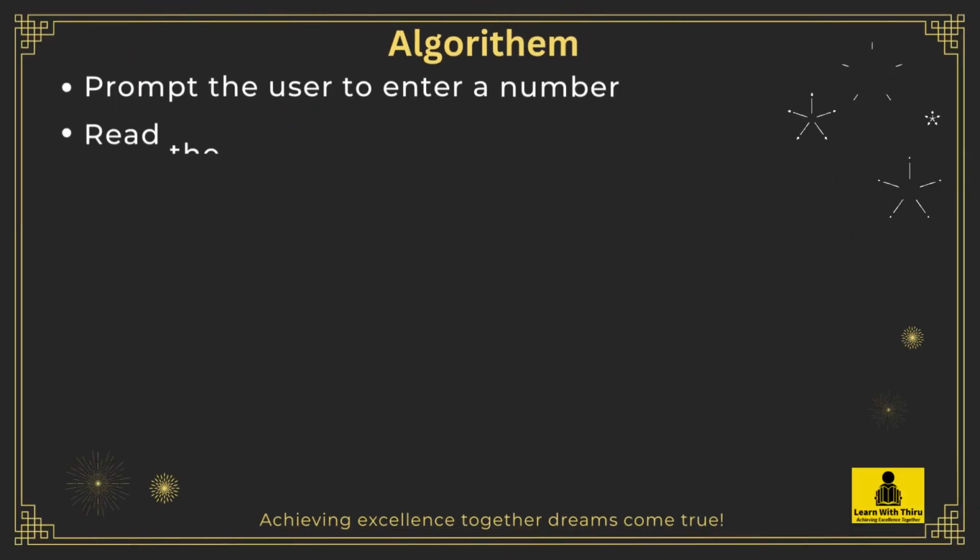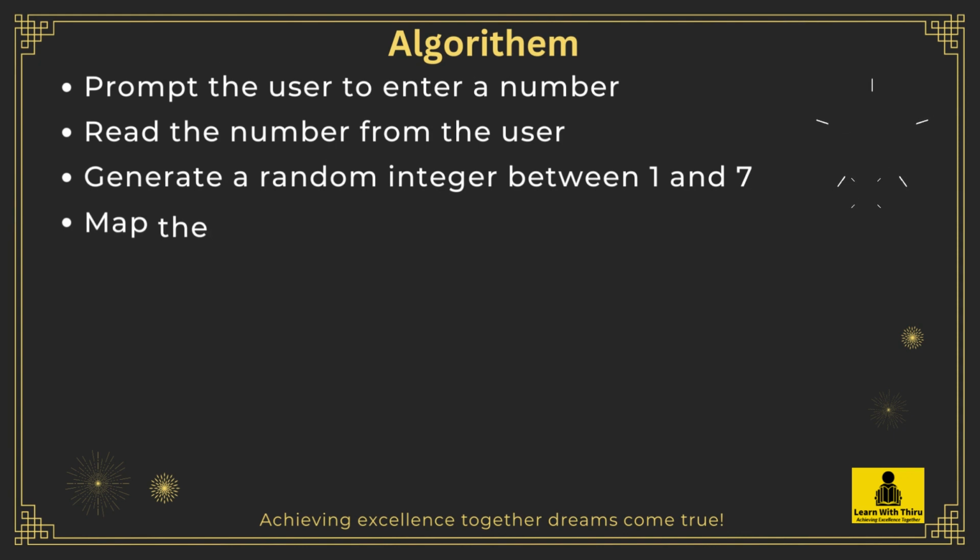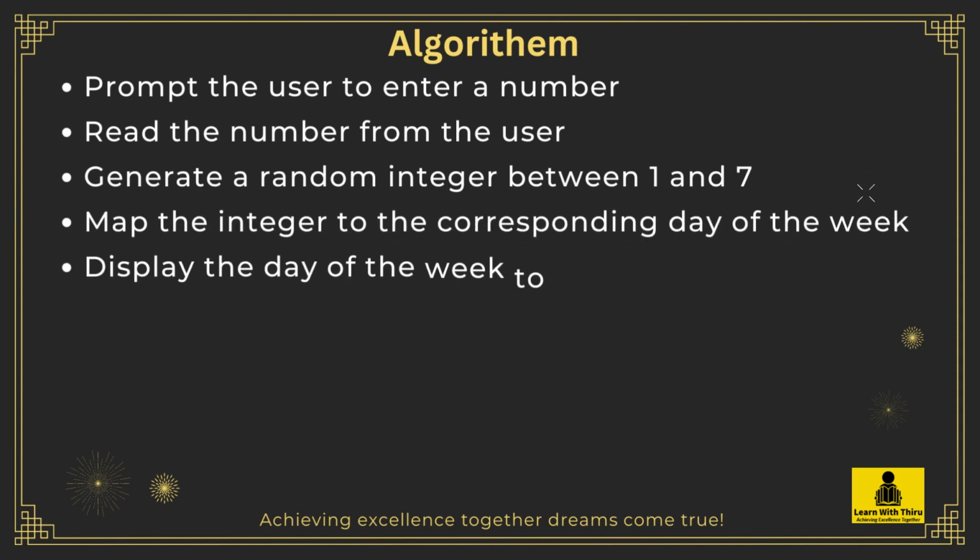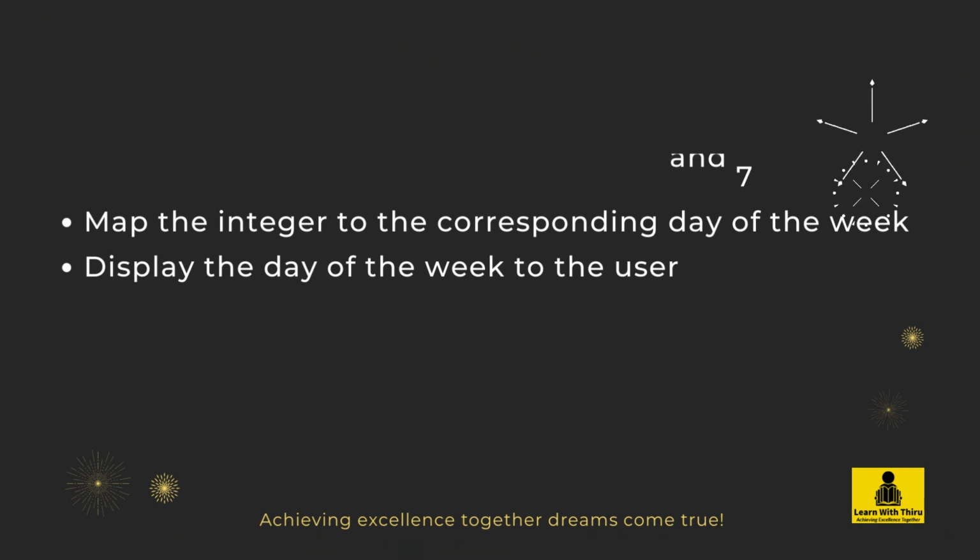Algorithm. Prompt the user to enter a number. Read the number from the user. Generate a random integer between 1 and 7. Map the integer to the corresponding day of the week. Display the day of the week to the user.